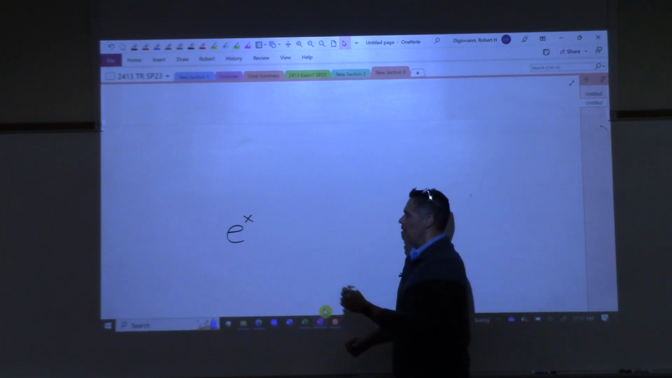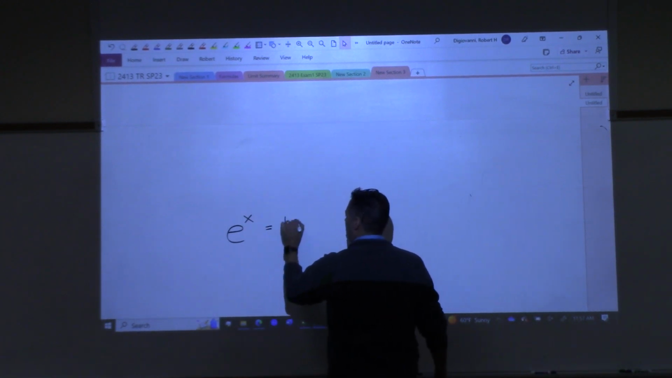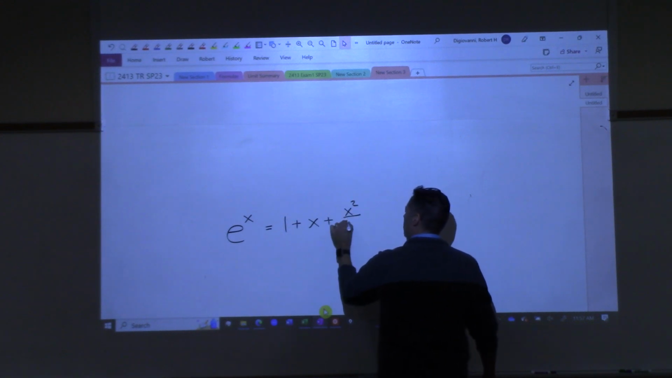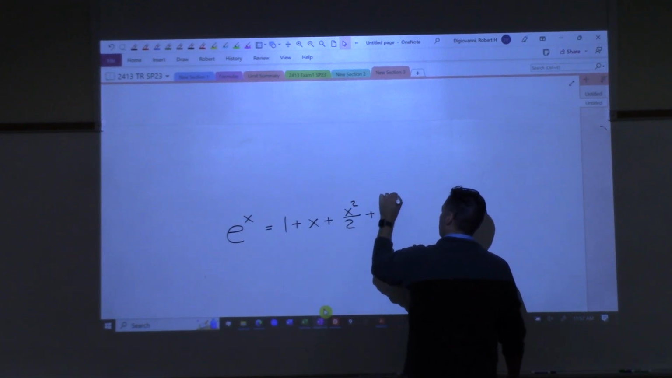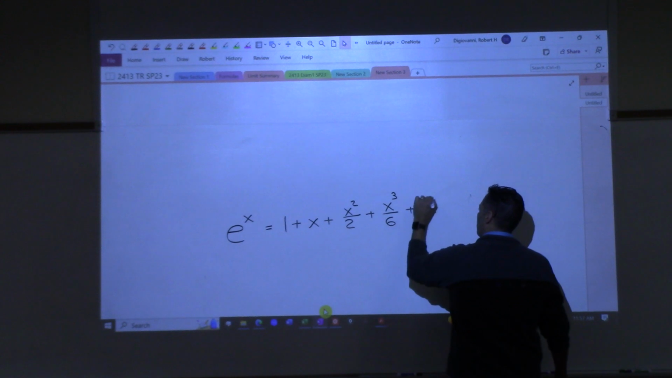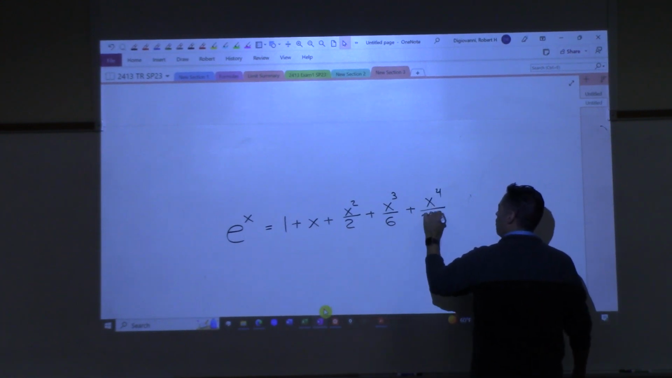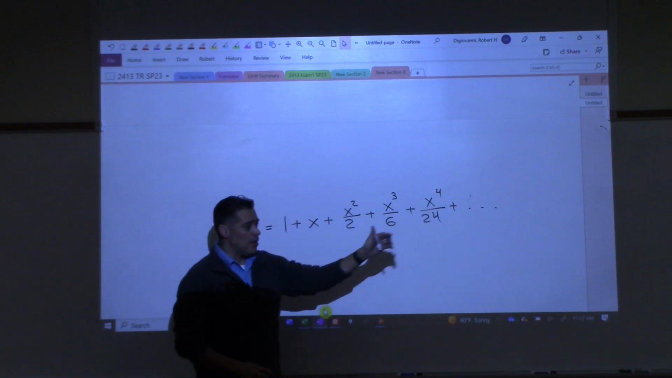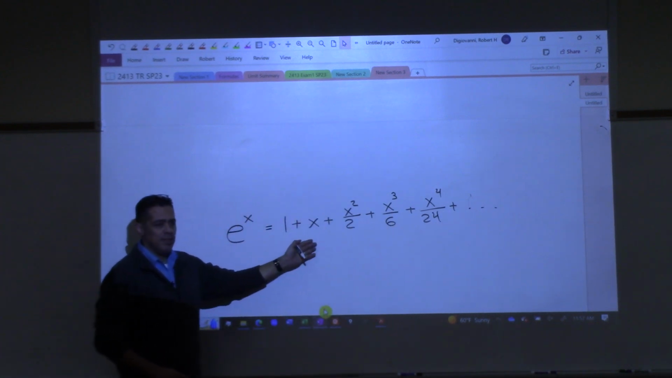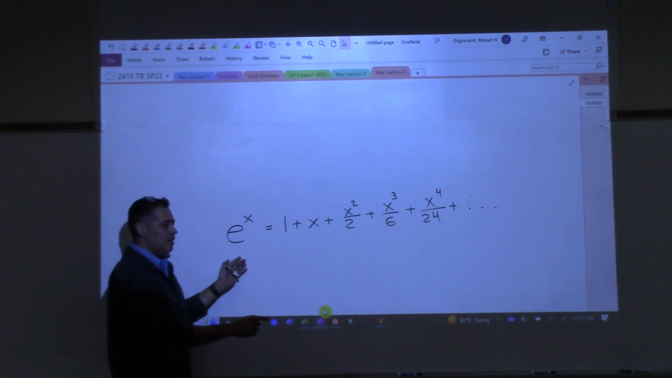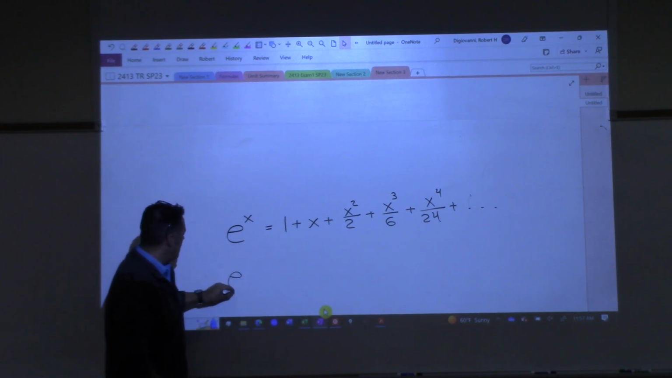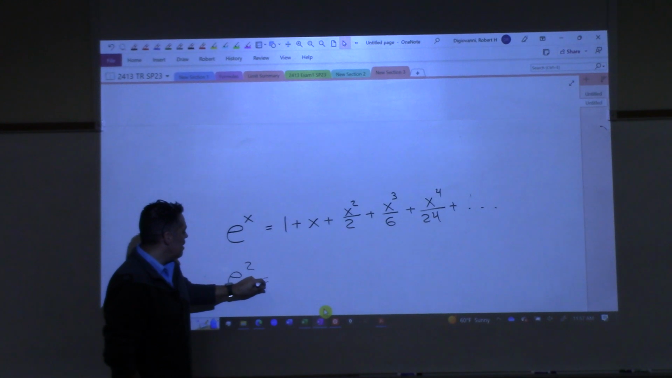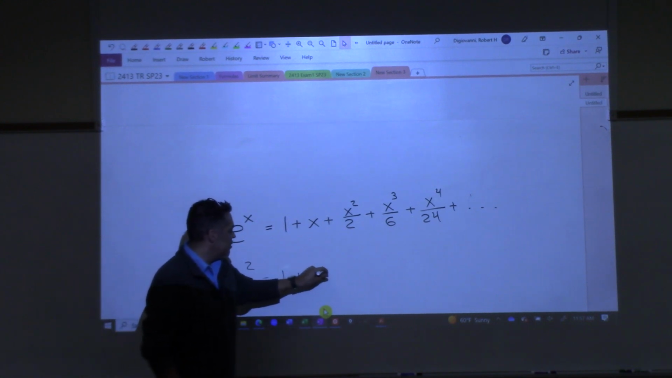That function is exactly the same as 1 plus x plus x squared over 2 plus x cubed over 6 plus x to the 4th over 24 plus, and so on. Now that goes forever. It's an infinite polynomial. This is called the Maclaurin series for e to the x. So in a computer, if I want to know what e to the second power is, you type that into your calculator. What your calculator does is replace all these x's with 2's.